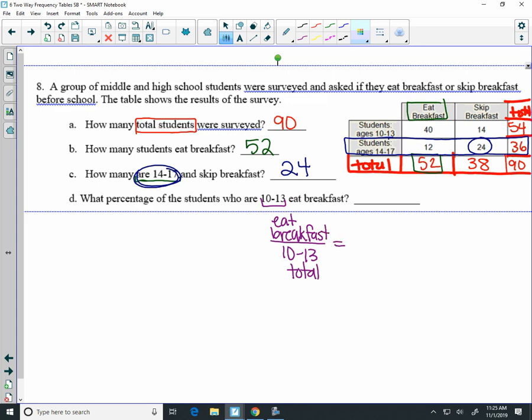So there's what your fraction looks like. So we're 10 to 13. We're just looking at this here. Our 10 to 13 total is 54. The number of those who eat breakfast is 40. And then we put that into a calculator and we get 0.74. To get the percentage, then we're moving that decimal 2 places to the right.